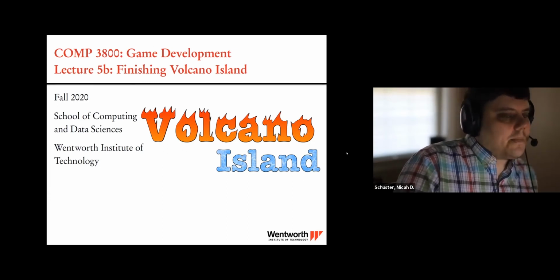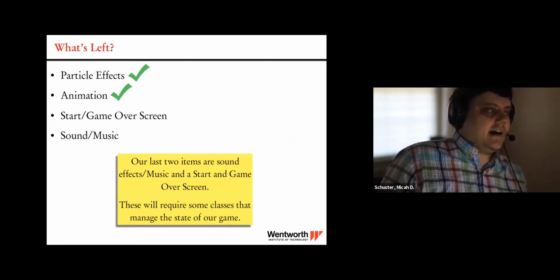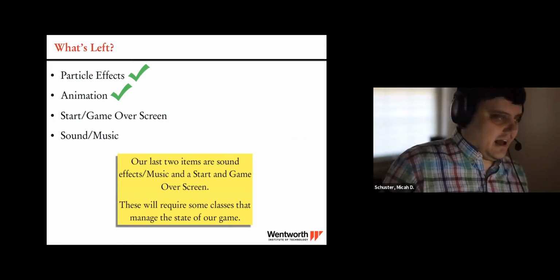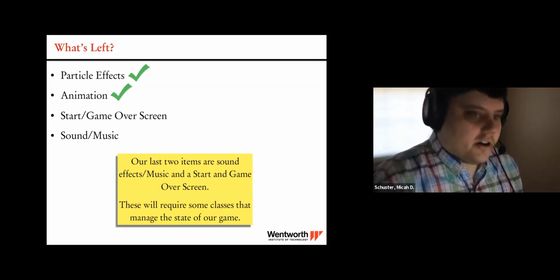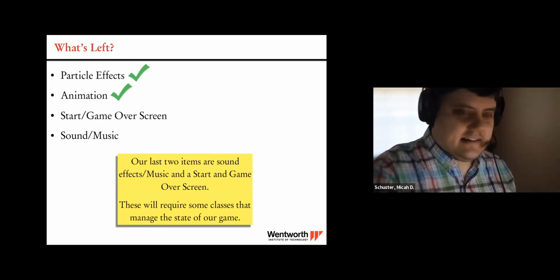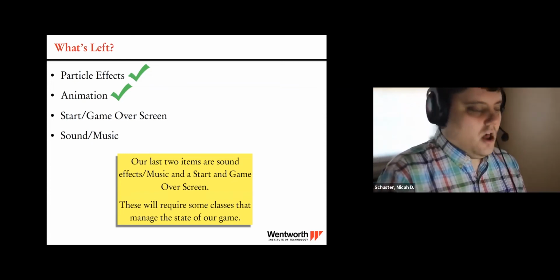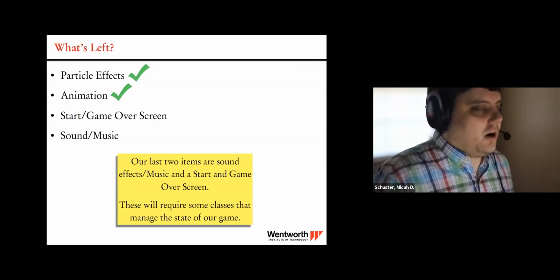Okay, so I had a slide similar to this last time, a what's left slide. We messed around with some particle effects. You can still make more particle effects, but I showed you a way that we could create an actual effect and then instantiate it when something happens. So when those fireballs hit the ground or hit the player, we play a certain particle effect.